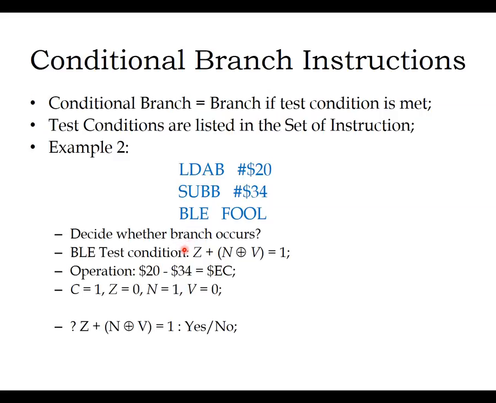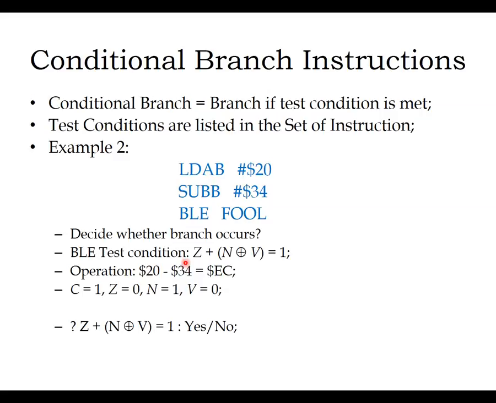So first step, you have to find the test condition. We just look at column 3, and in column 3, this is our test condition given: Z plus, within parentheses, N exclusive or V equals 1. As you can see, all these are flags. Z is the zero flag, N is the negative flag, and V is the overflow flag.